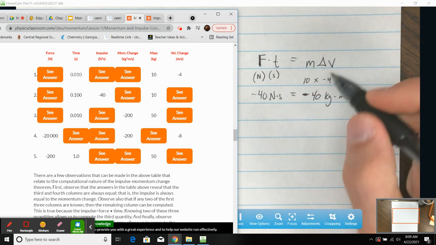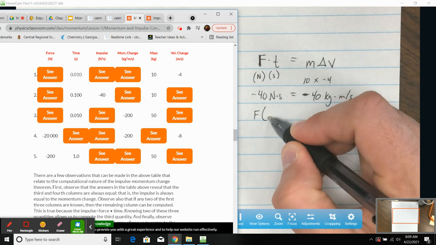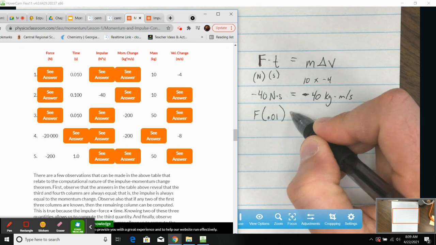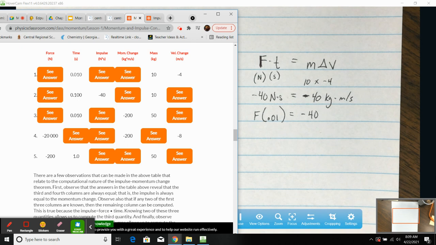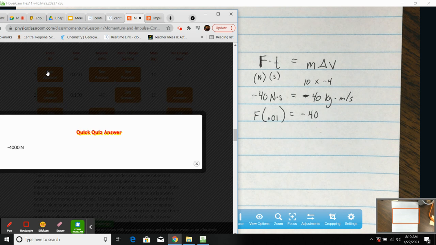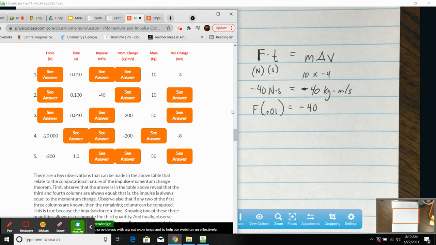So now if you know that this here is negative 40 and they give us the time, you can basically set the equation like this: 0.01 times F is going to equal negative 40. Divide out: negative 40 divided by 0.01. So what's F? F is force. That's what we're looking for right there. So negative 40 divided by 0.01, it's 4,000? Negative 4,000, okay. And that would be how you would go about these answers.